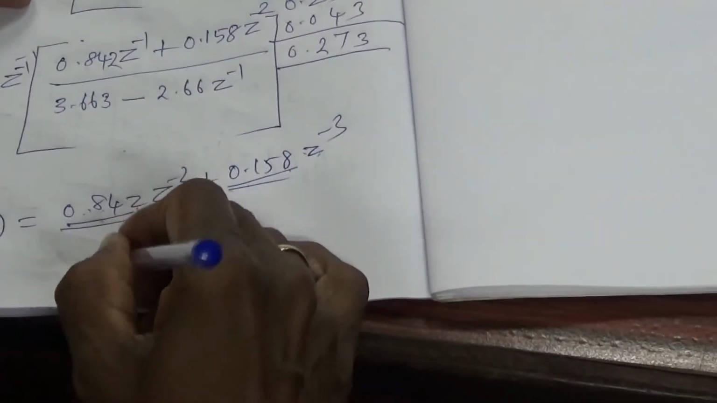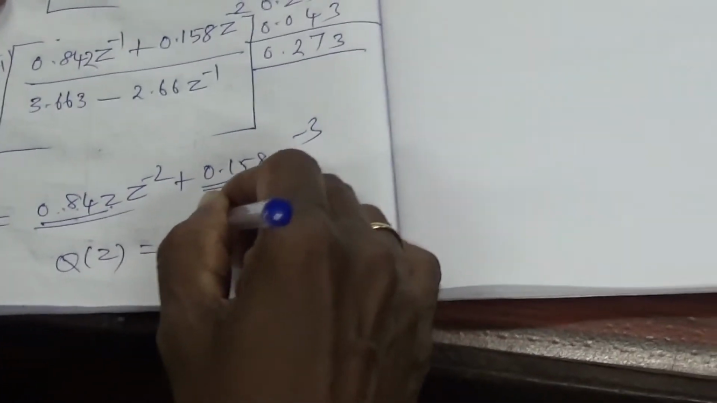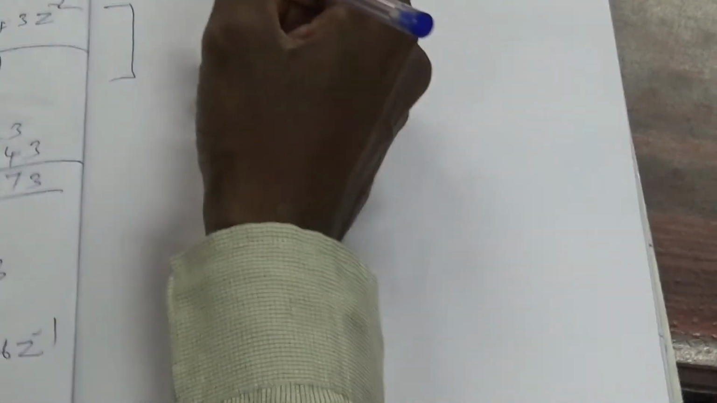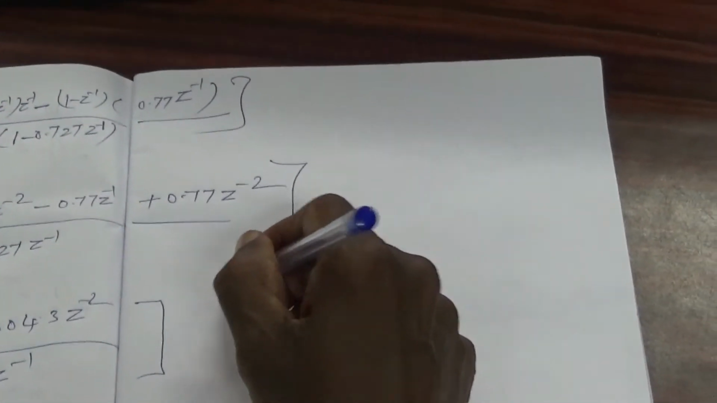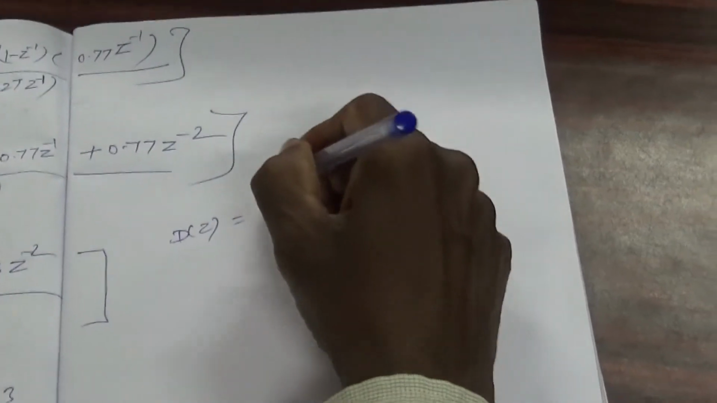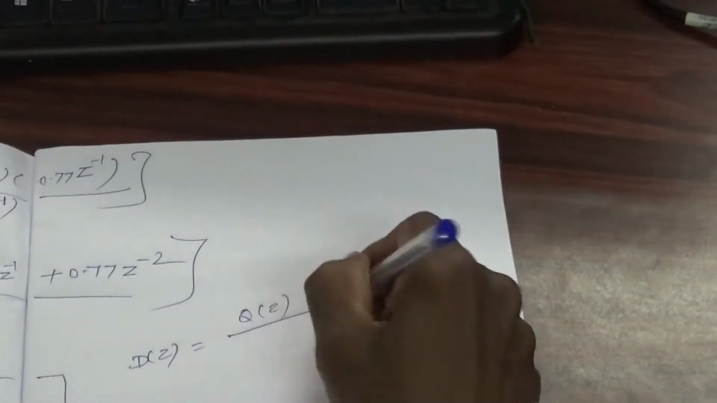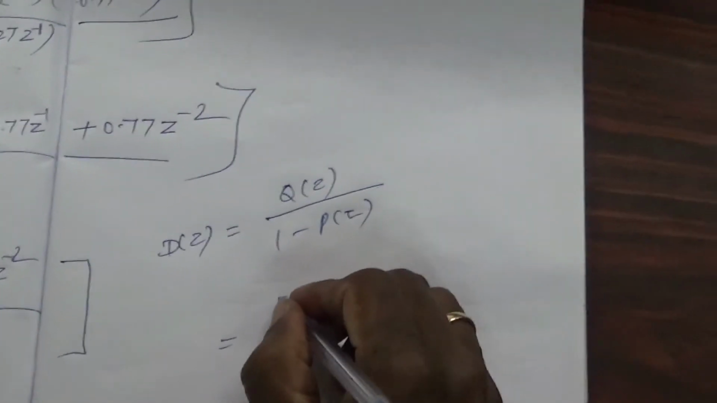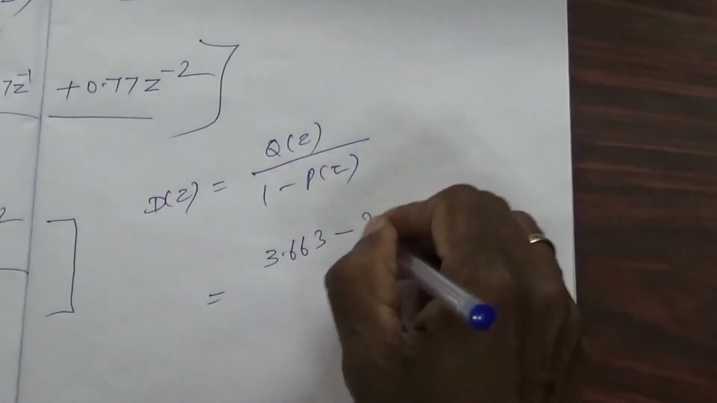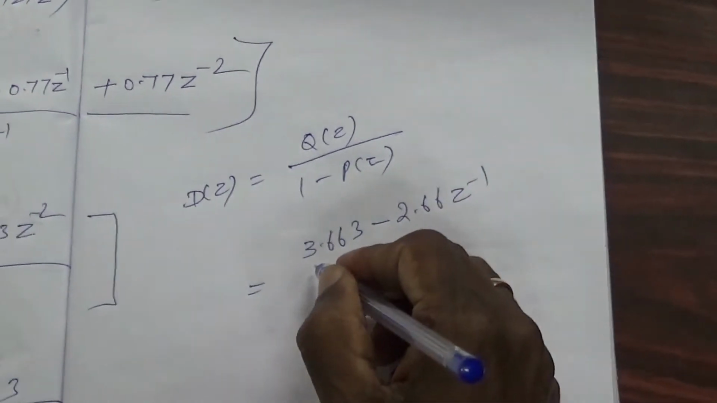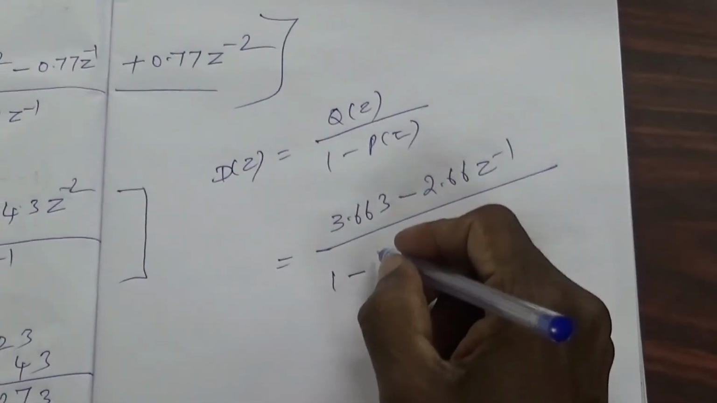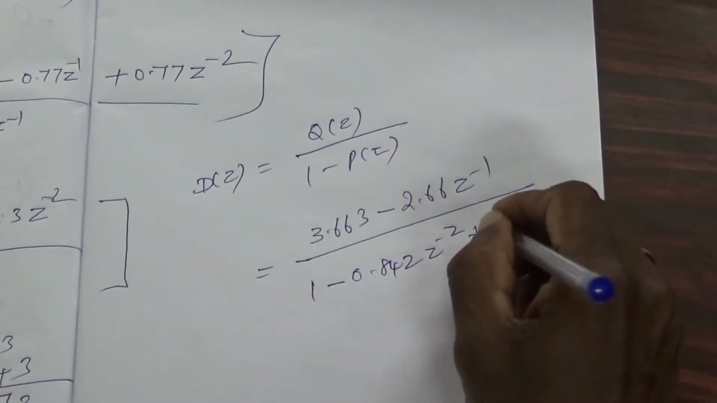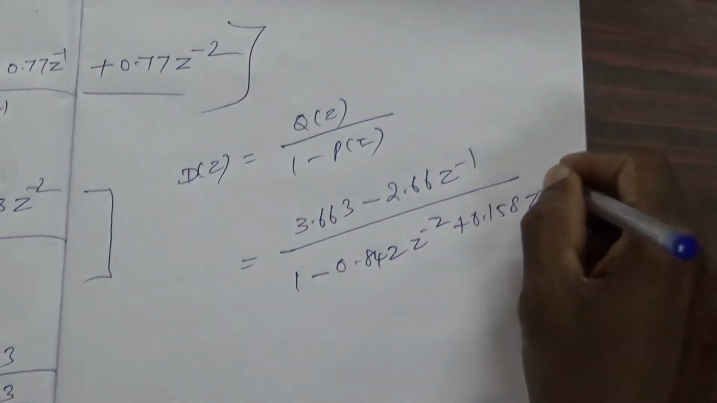Therefore, Q of z equal to 3.663 minus 2.66 z power minus 1. Therefore, D of z equal to Q of z upon 1 minus P of z, that is Q of z, 3.663 minus 2.66 z power minus 1, over 1 minus P of z, that is 0.842 z power minus 2 plus 0.158 z power minus 3.